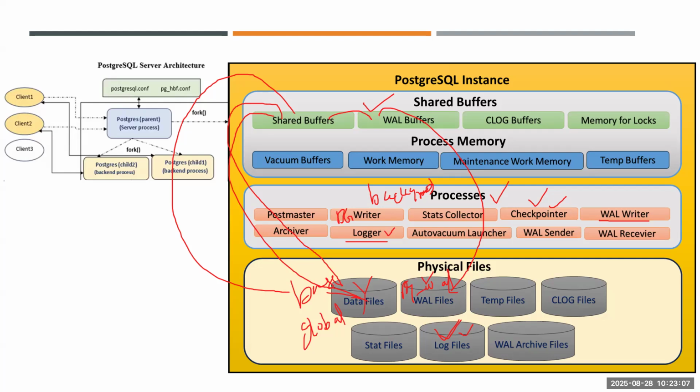Like the same, there is one more concept called archiver. If you think that the WAL file is growing a lot, we want to archive the file, archive this to a different location.